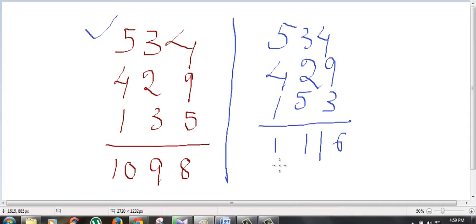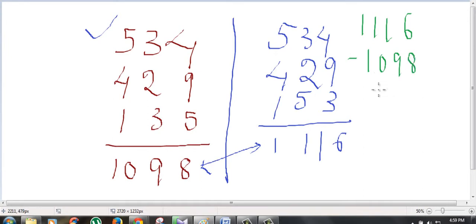If you take the difference of these two numbers you have got here, 1116 minus 1098, it gives 18. So if the difference of these two numbers, in this case 18, is a multiple of 9, 9 twos are 18, then you can be sure that one of the digits is swapped, I mean two of the digits are swapped. So that's a very easy way to check if you have any errors.